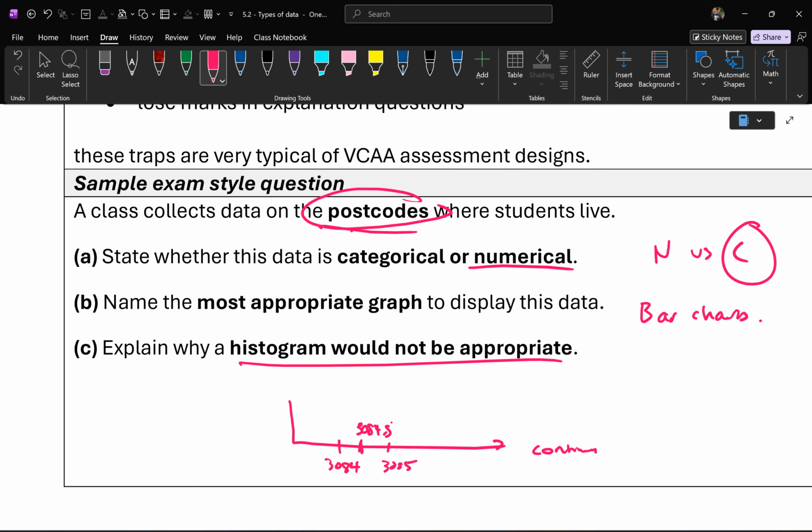No. So as soon as you give that explanation, see how good I'm explaining it to you? When you write it on the sheet for the SAC or for the exam, that's what examiners are looking for, because you're explaining. Even though you kind of understood it before, how many of you were actually able to explain it to a point to show the difference? A histogram's not appropriate because that is a continuous x-axis, versus a bar chart, which is separated.